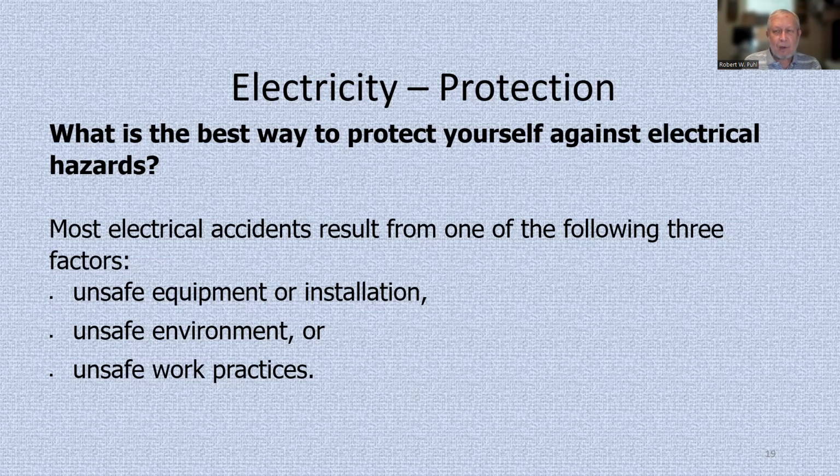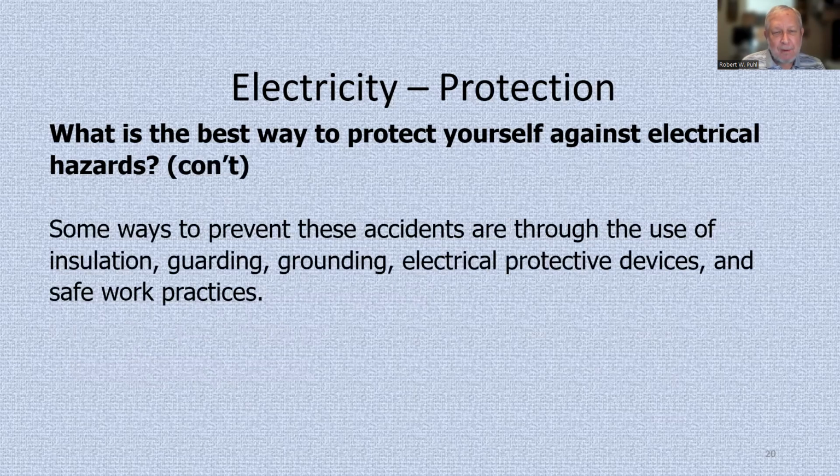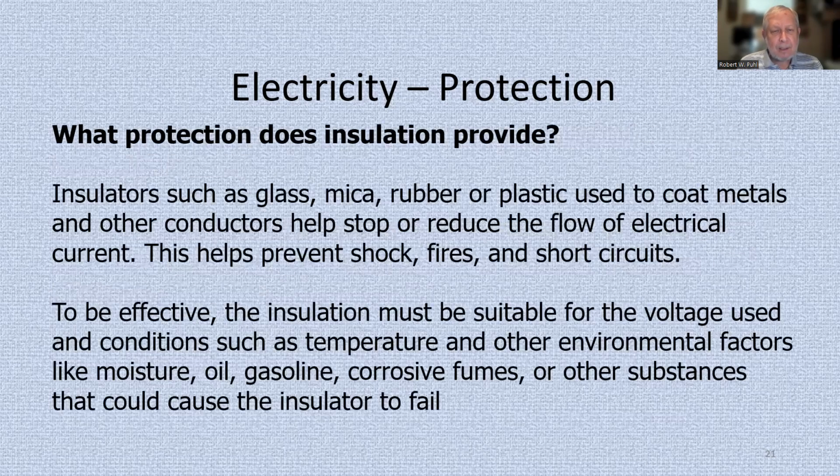It's intrinsically unsafe, or it hasn't been installed right. Unsafe environment, or unsafe work practices. And that can cause, in a lot of cases, those three things cause a lot of accidents. Some ways to prevent these accidents are through the use of insulation, guarding, grounding, electrical protective devices, and safe work practices. Insulators such as glass, mica, rubber, or plastic used to coat metals and other conductors help stop or reduce the flow of electrical current.